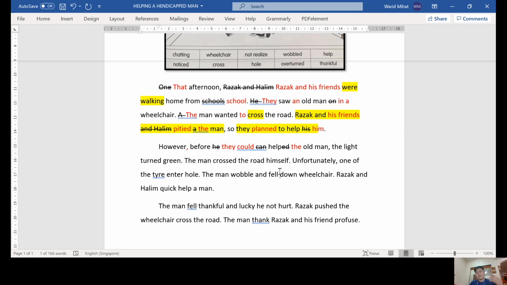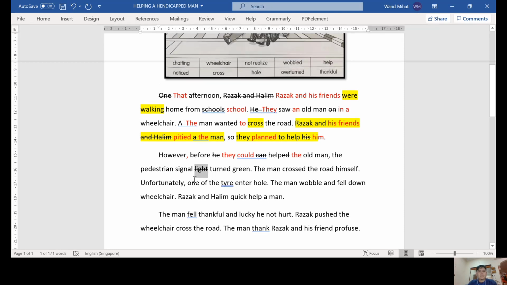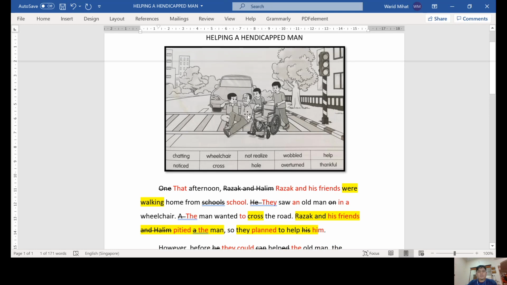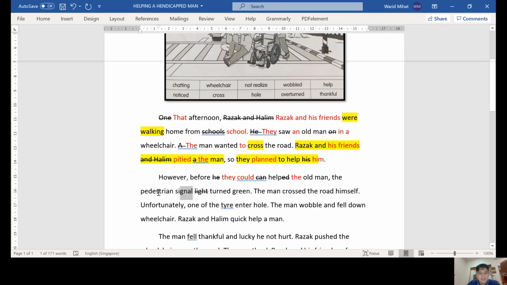Okay. So, what kind of light are we talking here? Alright. Kita bukan nak cakap pasal traffic light. But we are talking about light orang pejalan kaki. So, that is what we call as the pedestrian signal. Okay. Not light, tapi pedestrian signal. Pedestrian signal ni adalah pejalan kaki. Because if you look at the picture here, the kids, then the old man ni dekat zebra crossing. So definitely we are talking about pedestrian signal. Okay. Not light. The pedestrian signal turned green.